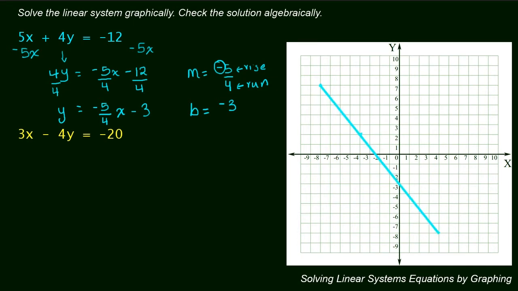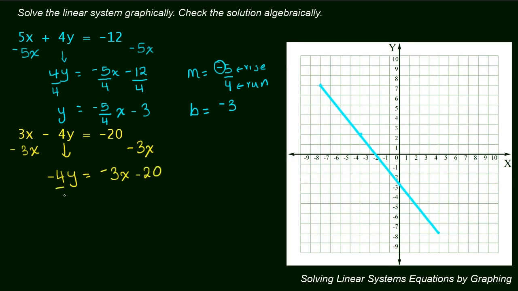So now I'm going to work on my second equation, the 3x minus 4y equals negative 20, and write that in slope-intercept form. Step 1, subtract 3x on both sides. What I'm left with is negative 4y is equal to negative 20 and negative 3x, which are not like terms, so I cannot combine them. So I have negative 3x minus 20.